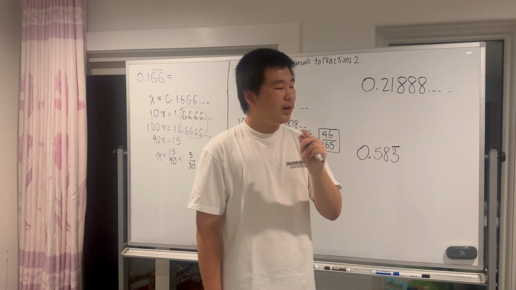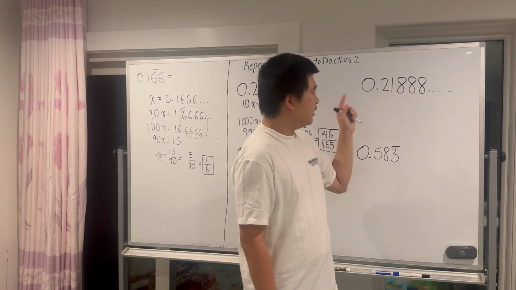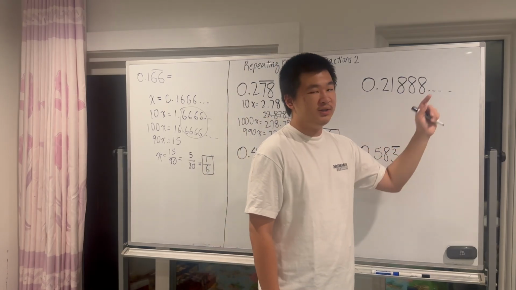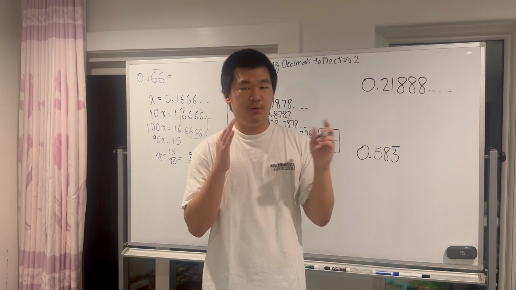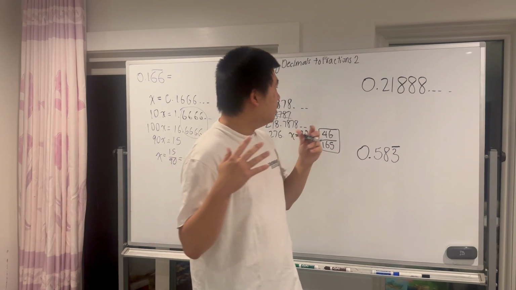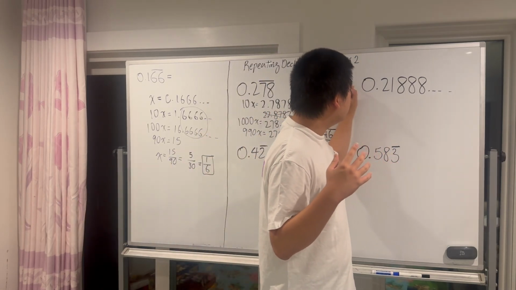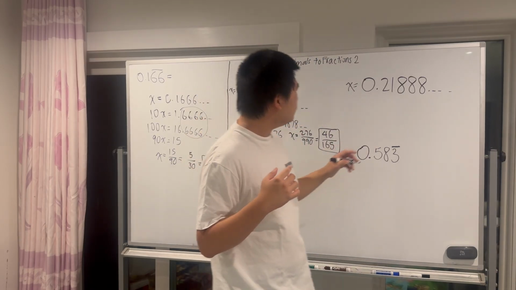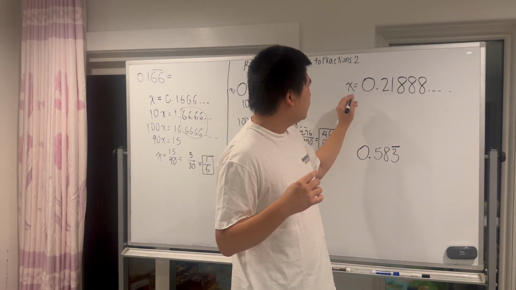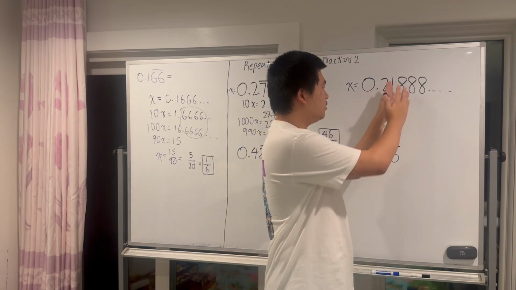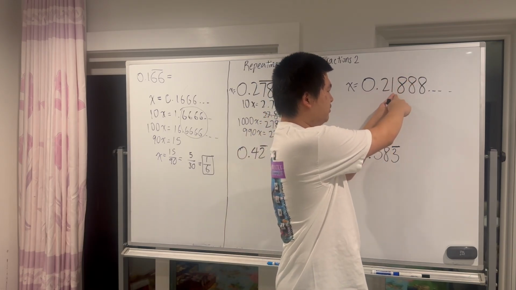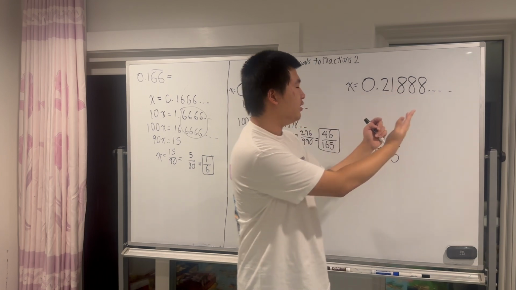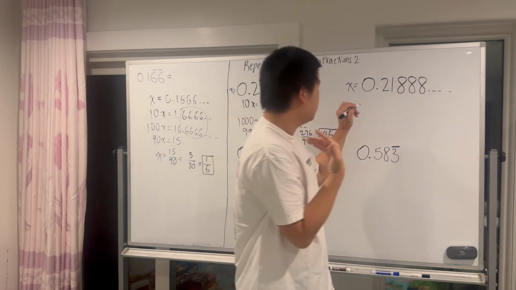Now, here I don't have a bar, but still, when you see this 888 ellipses, you should assume that it is just going to be 8s forever. So, once again, we're going to set x equals this, just like I should have done over here. So we're going to have, now how can we get these only 8s behind the decimal point? Well, we have to move this 2 and 1 over, right? So we should multiply this by 100.